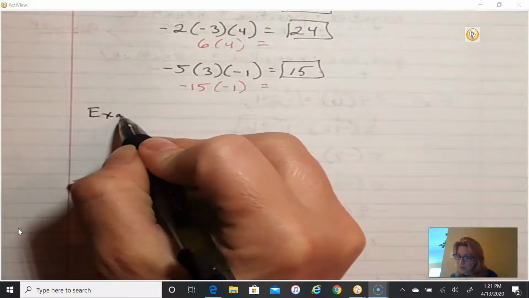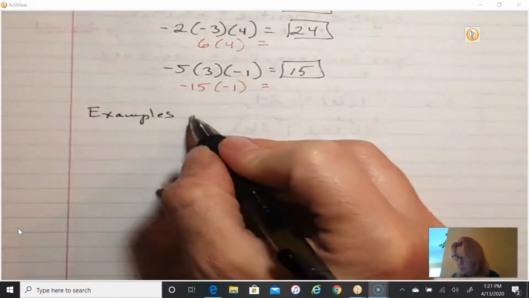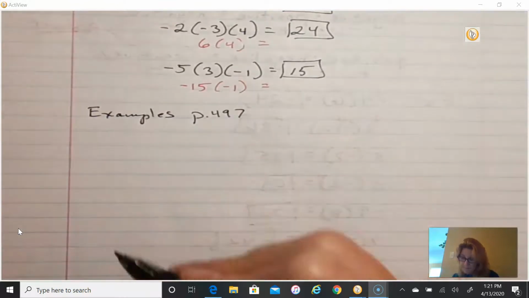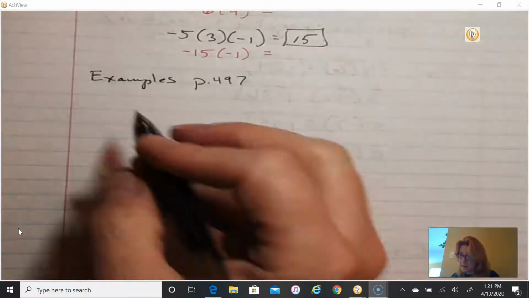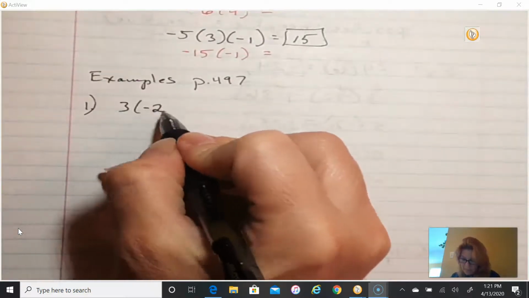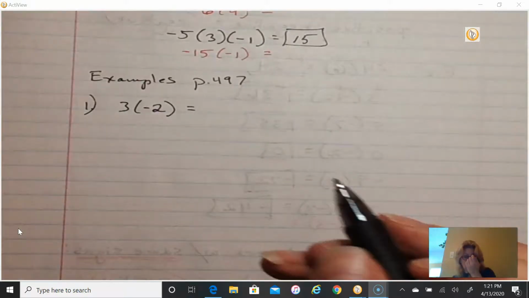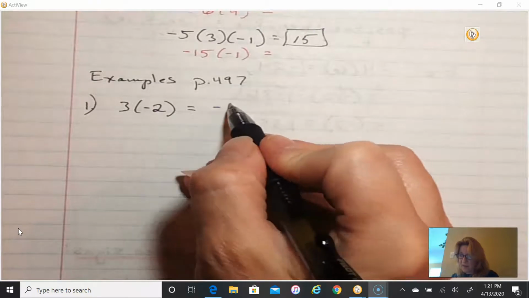So turn to page 497. All right. Number 1, 3 times negative 2. You have a positive times a negative. It gives you a negative 6.